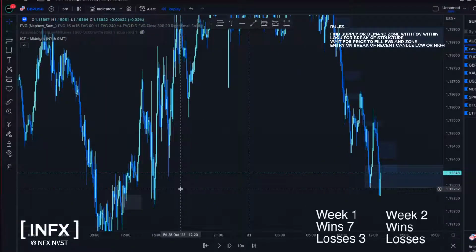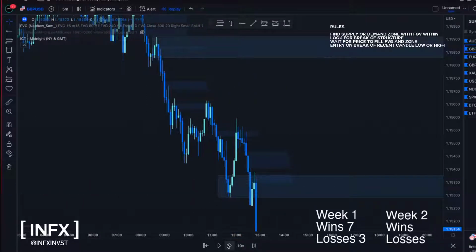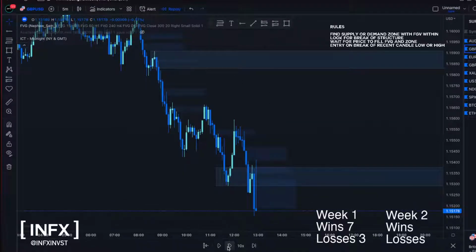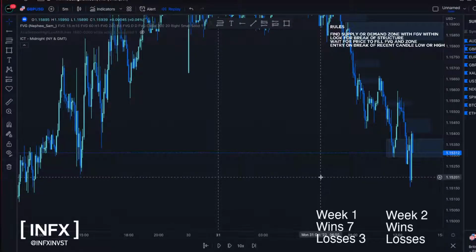Now this could still be valid, although I won't take it because it's dangerous. If it's broken through, it's likely this isn't going to hold. Support becomes resistance, but this looks like a liquidity grab to me.